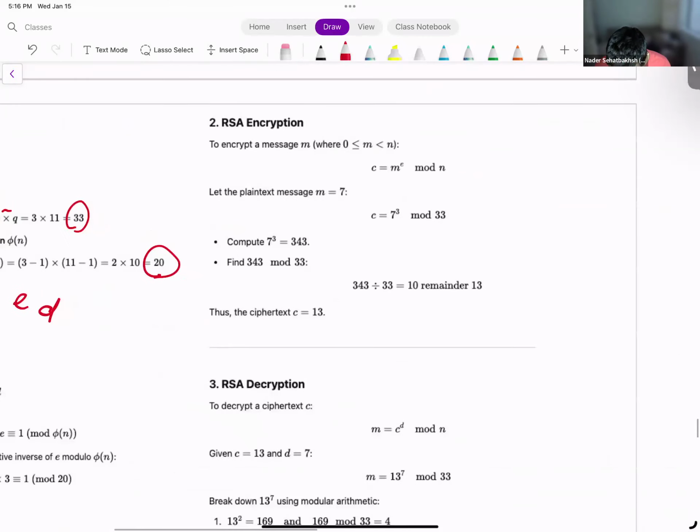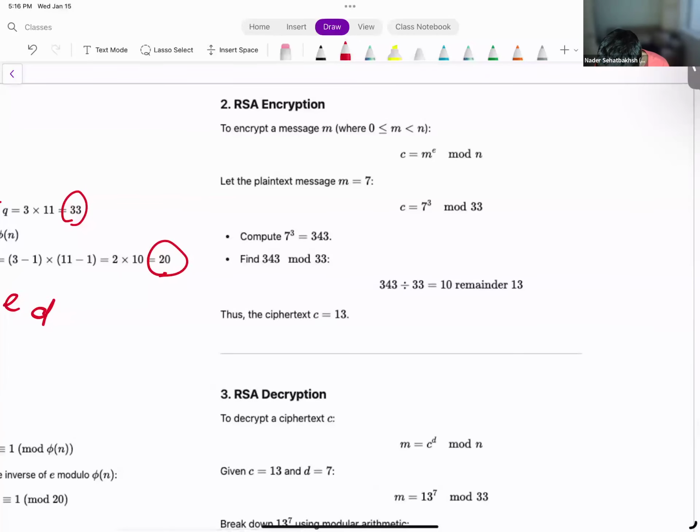So now, time for encryption. Encryption is the message to the power of E. Let's say, for example, my message is 7, and N, remember, is 33. So essentially, the ciphertext becomes 7 to the power of 3 mod 33. You compute it and you see that the remainder is 13. So that's your ciphertext. Basically, if you encrypt 7, you get 13.